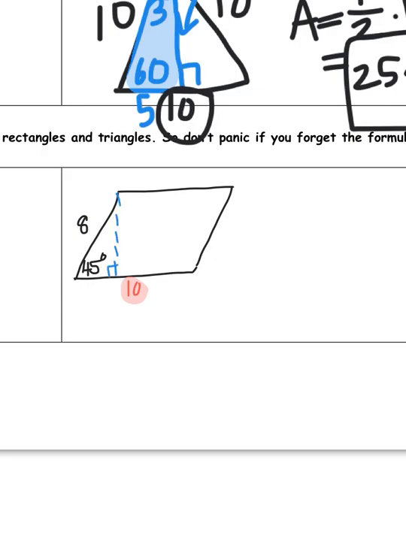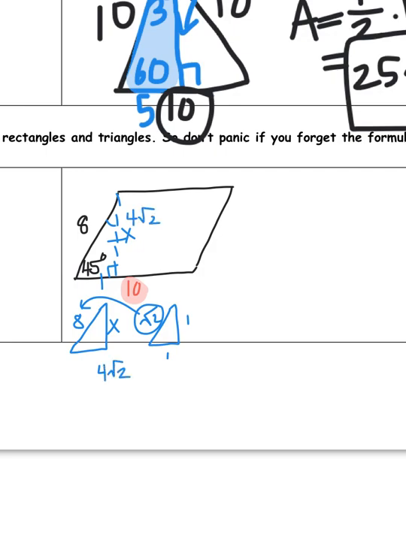And since this measure right here is 45, and this is 90, it means this also has to be 45, even if your picture is not drawn to scale. So I really do have a 45, 45, 90 triangle right here. I'm going to draw that triangle right here. So I have a hypotenuse of 8, and I need to figure out this length right here. This is my height. So I'm going to look at my reference triangle, 1, 1, root 2, and I know that the scale factor for this reference triangle, and you might have to do some math to figure this out, is 4 radical 2. That means that my height is going to be 4 radical 2.